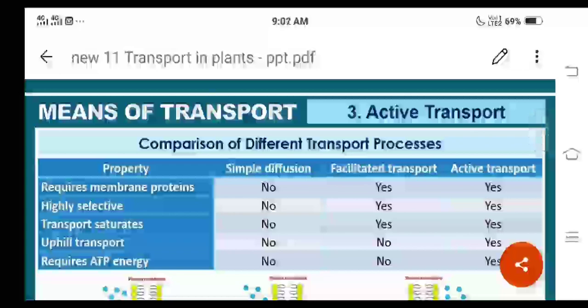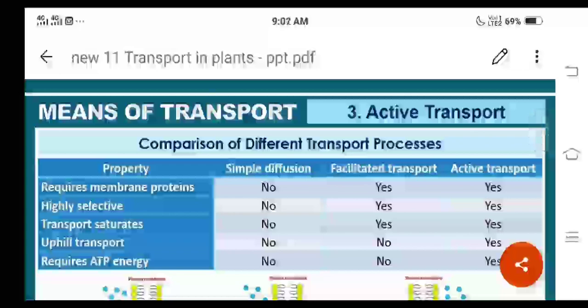Let us understand the second property, highly selective. Is simple diffusion highly selective or not? No, it is not highly selective, and the molecules or substances can move in a random fashion. Facilitated diffusion is highly selective, and active transport is also considered highly selective. So we mention yes for facilitated transport and yes for active transport.